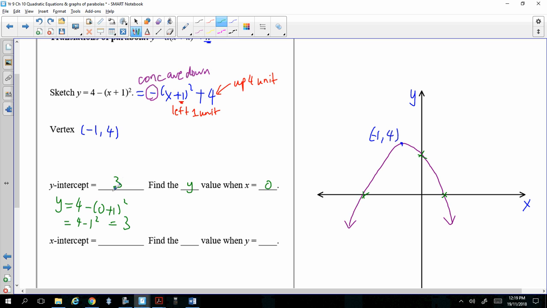Okay, write it down. So put x as 0 to find the y-intercept. Put 0 into the formula. See, that's the formula. Replace x by 0. 1 squared is 1. 4 minus 1 equals 3.